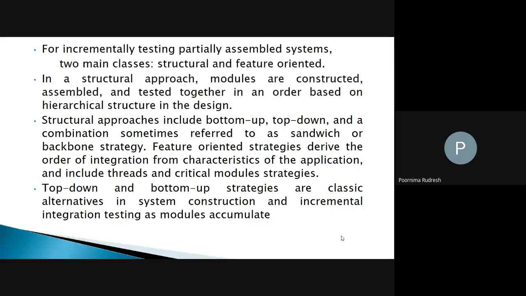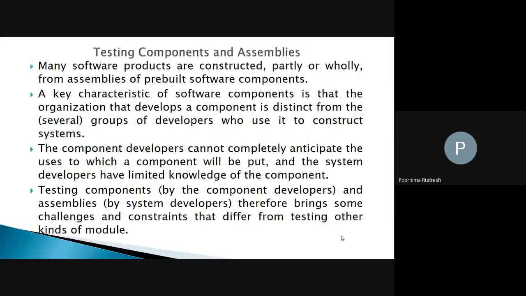So the last topic of this chapter is testing components and assemblies. As we know, software systems are constructed either part by part or as a whole, meaning the entire product can be constructed. How is it constructed? By using pre-built software components. We'll assemble those components and construct the software product in a partial manner or in the whole manner.